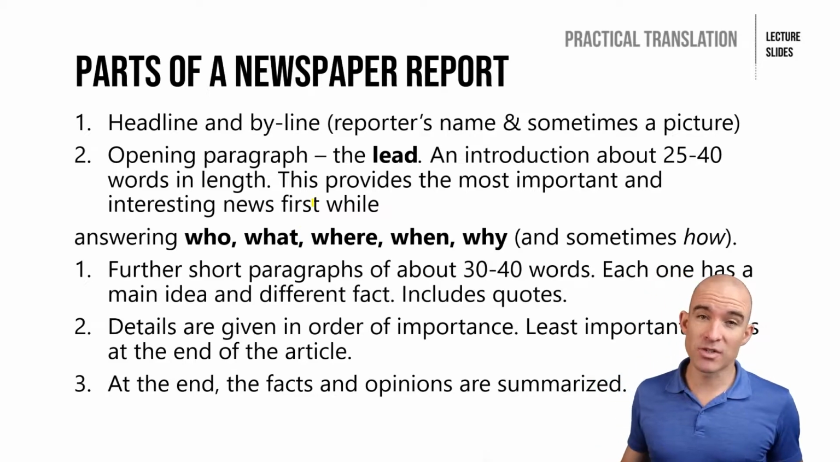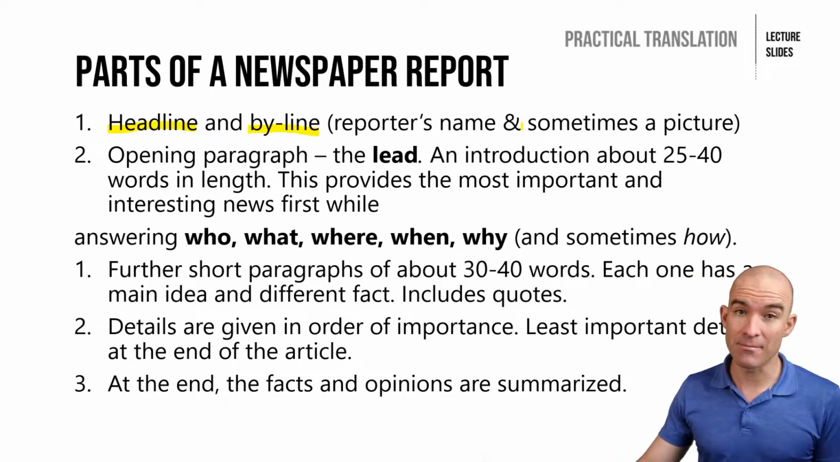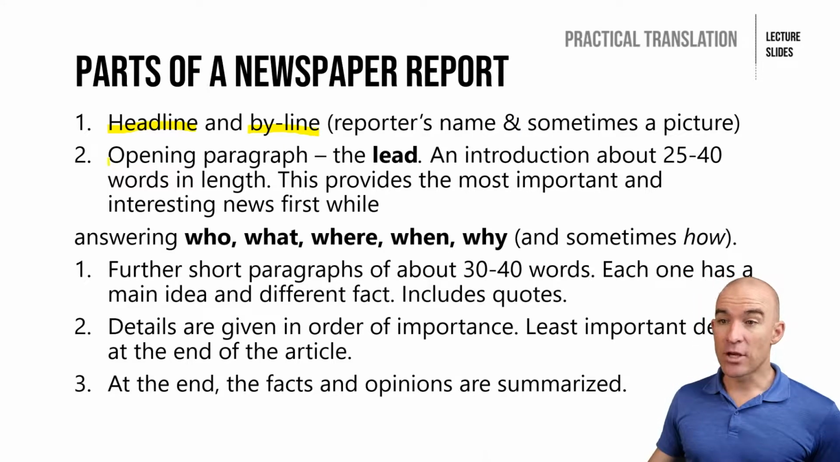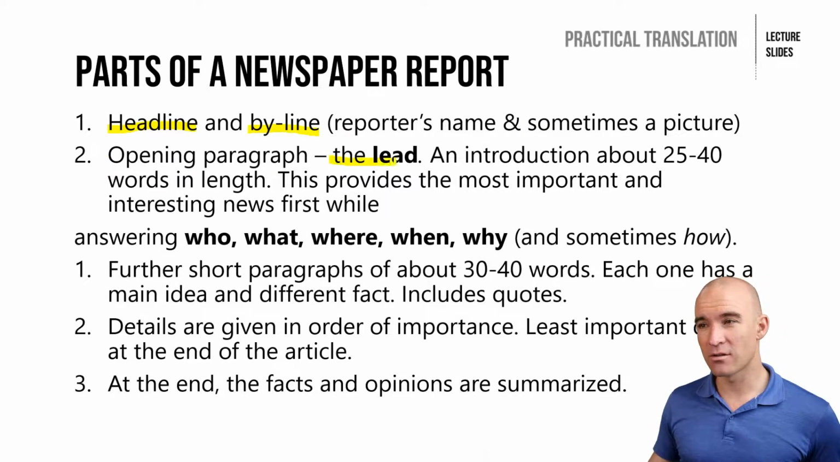Now, newspaper reports have different parts to them. Of course, there's a headline and a byline. The byline is a reporter's name and sometimes a picture. We'll just have a name in the Hokusei Times. The opening paragraph, which is often referred to as the lead, is an introduction of about 25 to 40 words in length. And this provides the most important and interesting news while answering who, what, where, when, and why, and sometimes how.